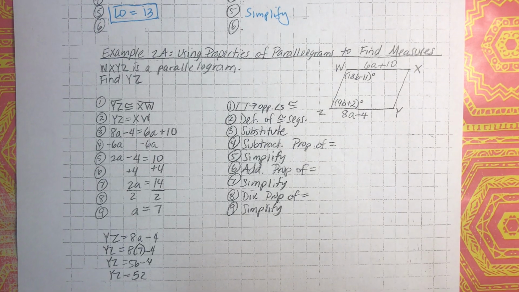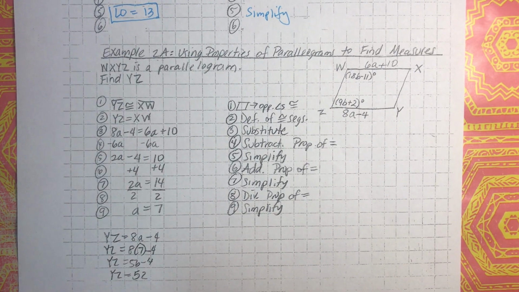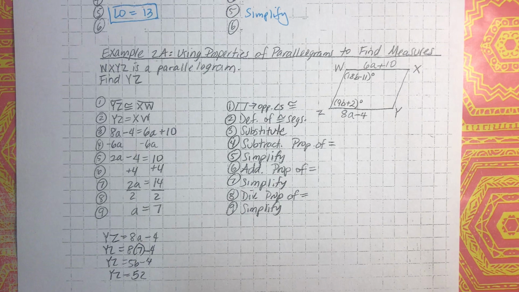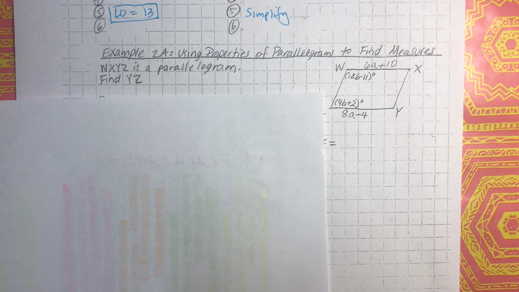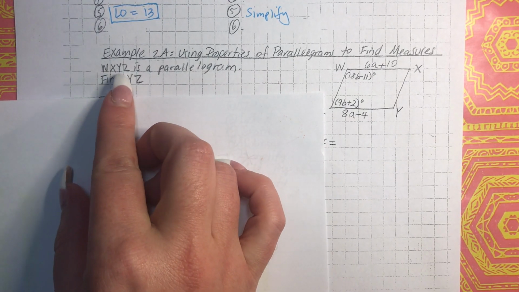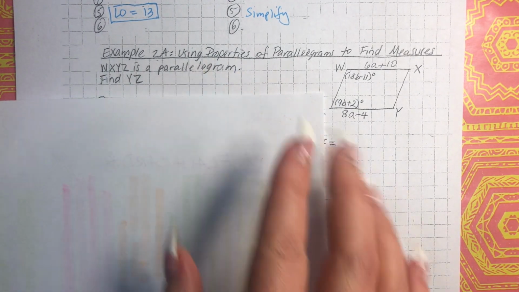All right, so let's get back started with example 2. We're going to do a little bit more appreciating with this problem. So let's go ahead and look at this first. It says, okay, number 1, WXYZ is a parallelogram.